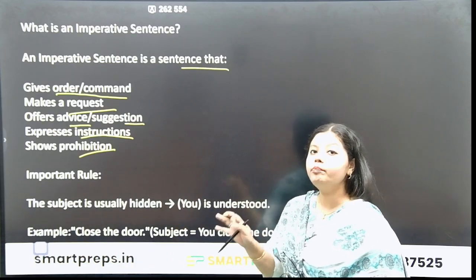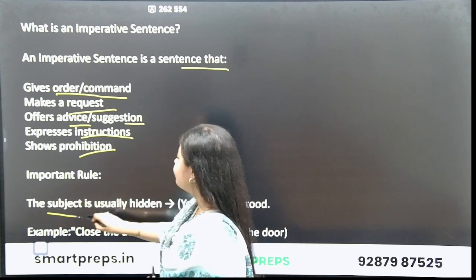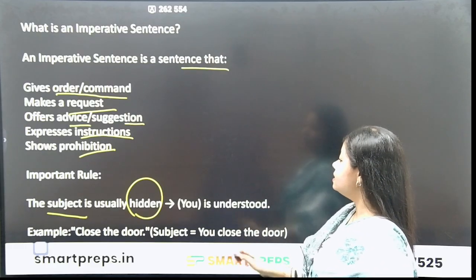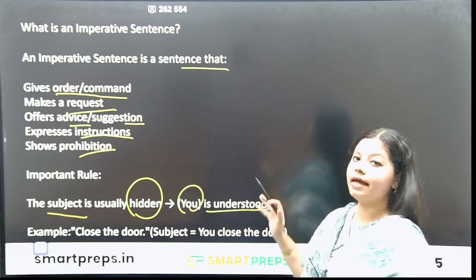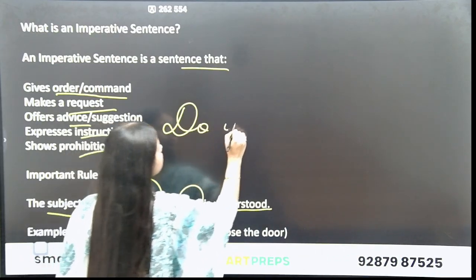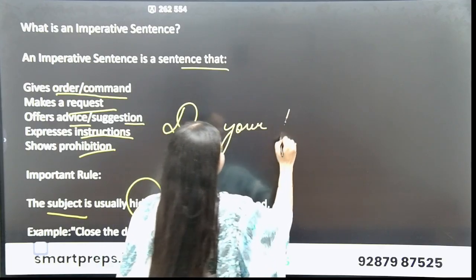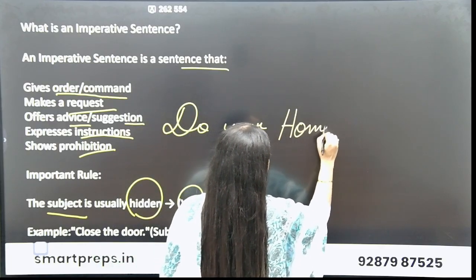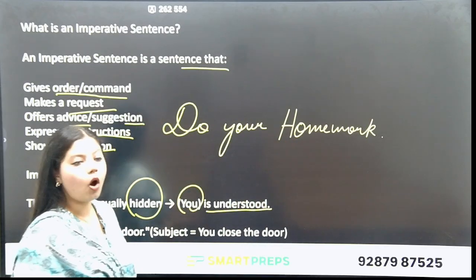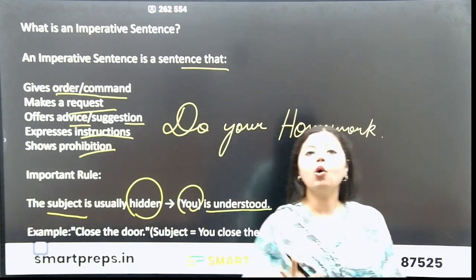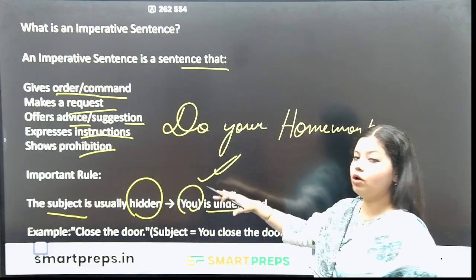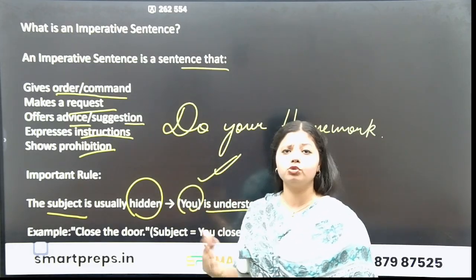So what is the most important rule? The subject is usually hidden. That is, you is understood in that particular sentence. For example, if I say, do your homework, this is a command I am giving. But in this sentence, there is no mention of a specific subject. You is understood, you is hidden in this sentence. The subject is usually hidden.